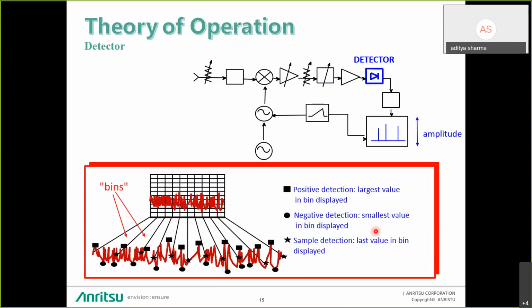Then the block diagram has a detector. The detector has bins, and it can be either a positive detector, which takes the larger value, or a negative detector, which takes the smallest value in the bin, or it can be a sample detector, which takes the last value which is available in the bin. So it will show you the last value on the trace.